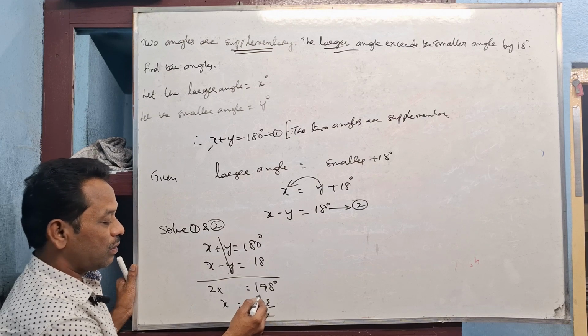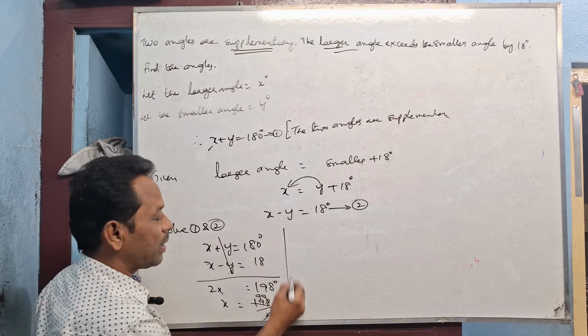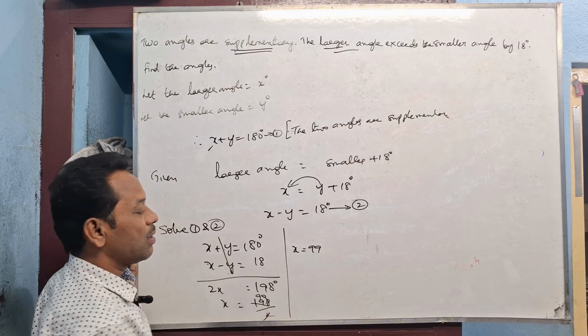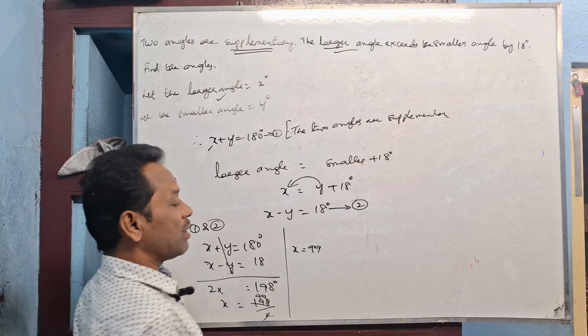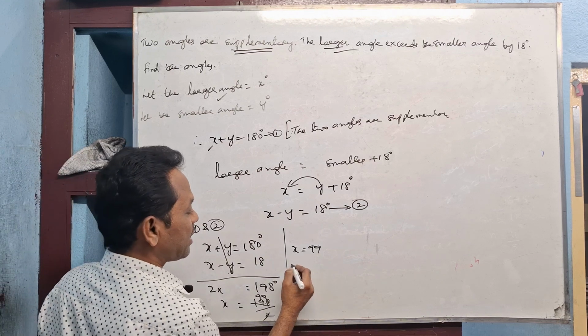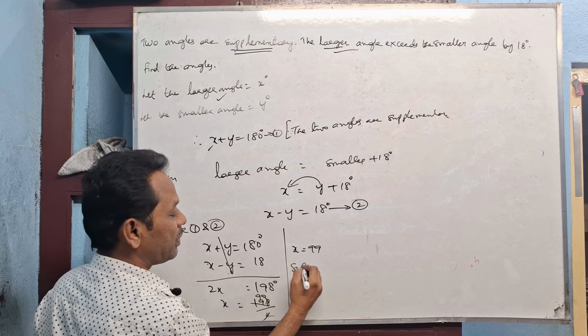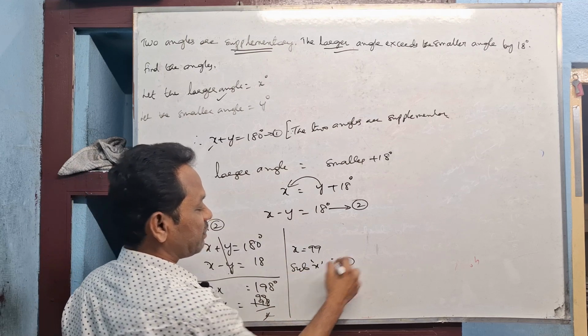So 2 ones are 2, 2 9s are 18. The x is nothing but 99. So x is the larger angle. We want the other angle also, so let me take x and put it in the first equation. Substitute x in equation 1.